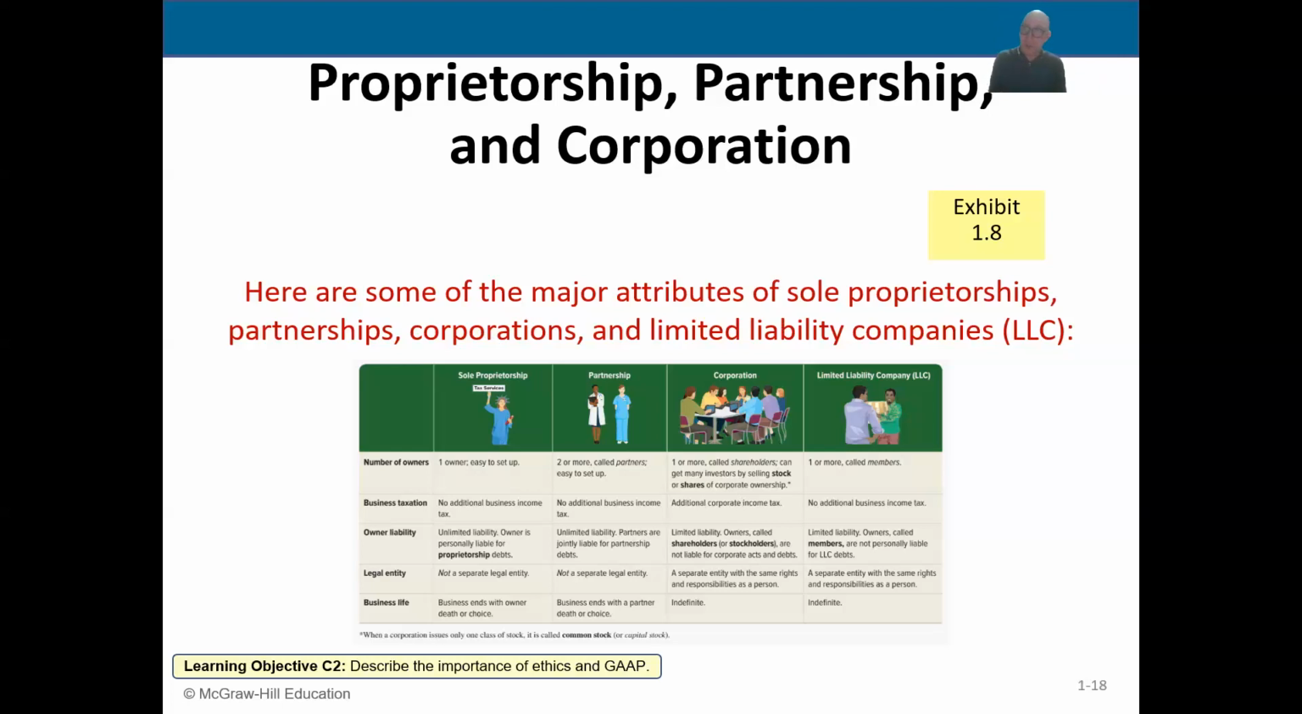Okay, so these are the four primary types of businesses: sole proprietorship, partnership, corporation, and LLC. Feel free to read through those. It just kind of defines each type of business. Don't stress too much over it, but I just want to let you know that those are the four primary types of businesses.